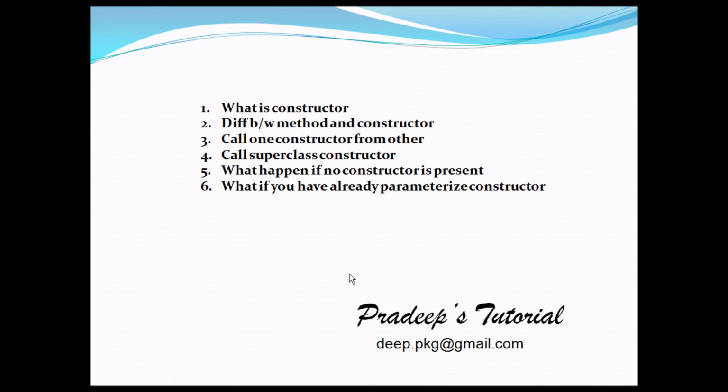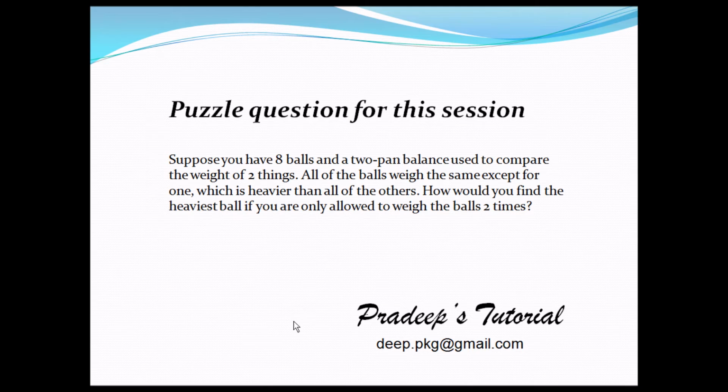Before starting the session, I'll just see the question I asked in my previous session. That is the puzzle question I asked. Let's see that question. So the question was, suppose you have 8 balls and a 2 pan balance used to compare the weight of two things. All of the balls weigh the same except for one, which is heavier than all of the others. How would you find the heaviest ball if you are only allowed to weigh the ball two times?